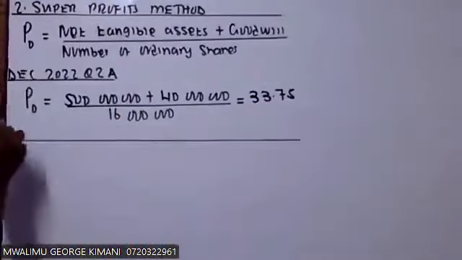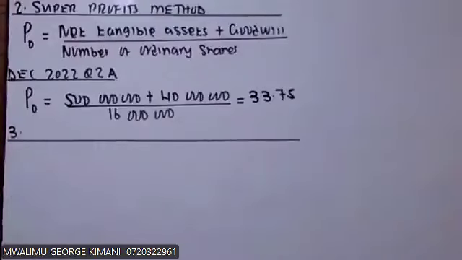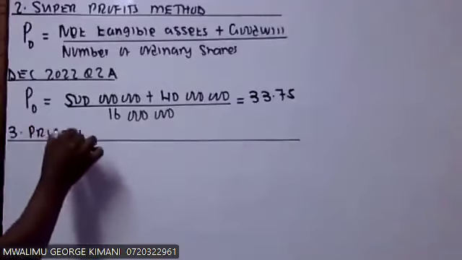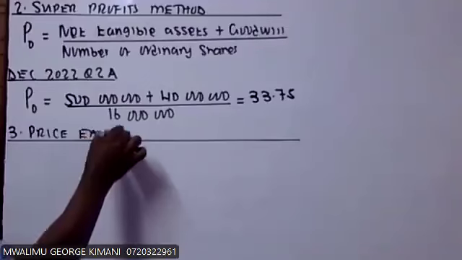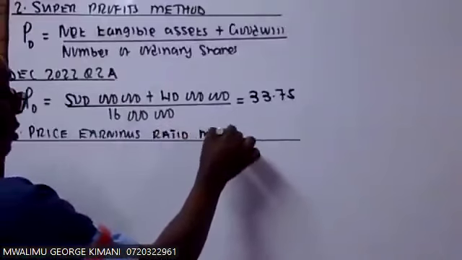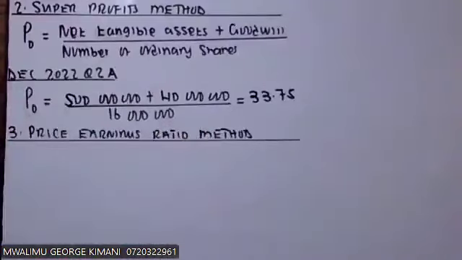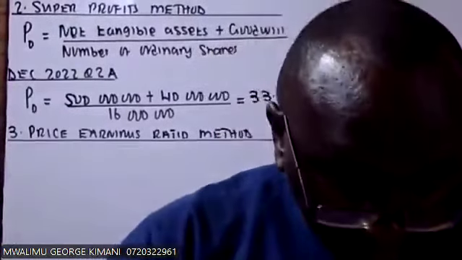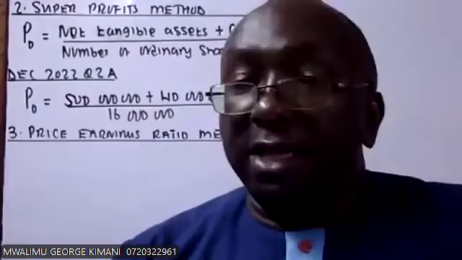Let's see another way, number 3, called price earnings ratio method. This assumes that the market is efficient.